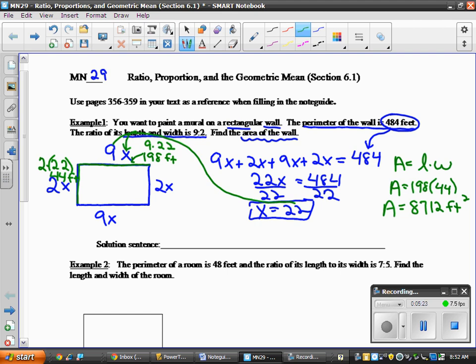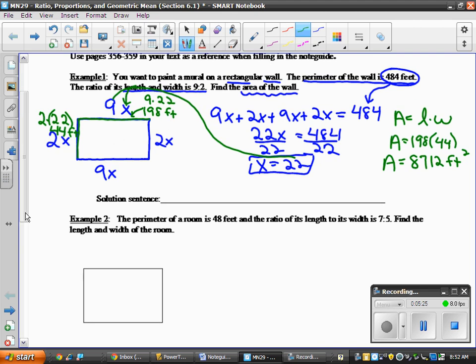So right here where it says solution sentence, this is where I'd expect you to write out your solution, where you would say something like this. The area of the mural is 8,712 feet squared.